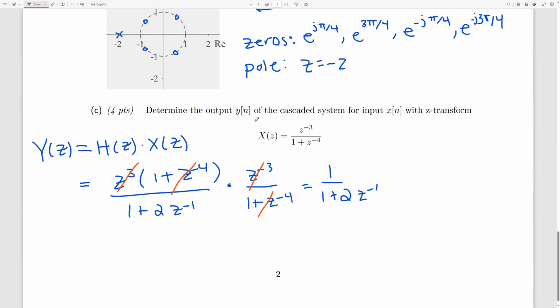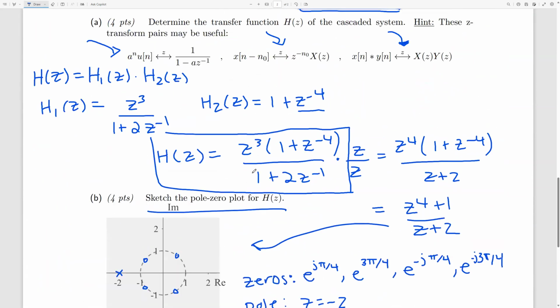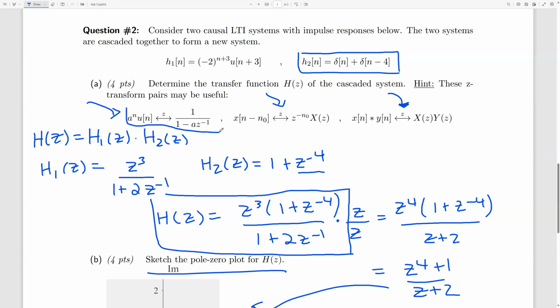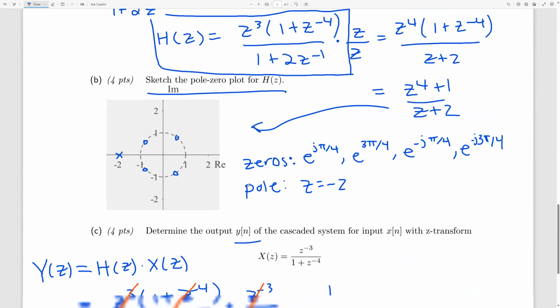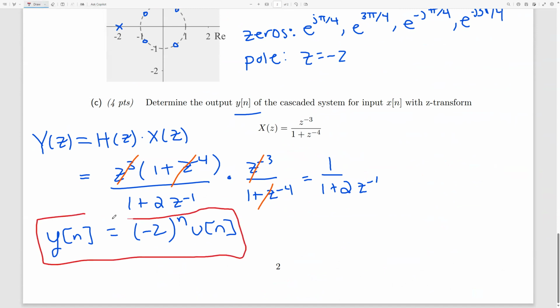Since it's asking for y of n, you need to take the inverse z transform. So you get y of n equals negative 2 to the n, if you think of that as a formula, times u of n. And that would be your final answer. And that'll be all. So let me stop screen sharing.